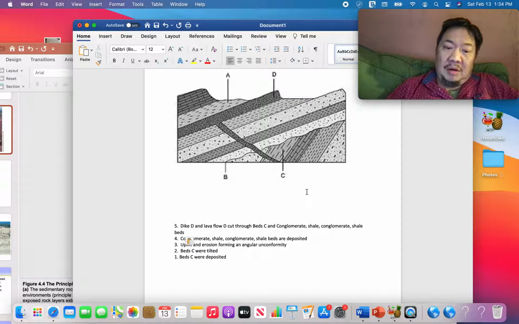Then what happened? Then shale and limestone are deposited. So that's how you do a relative dating problem. First, you figure out what you're looking at, identify all the unconformities, look at all the sedimentary rocks, see which way they are tilting, and look for igneous rocks. That's how you do relative dating.